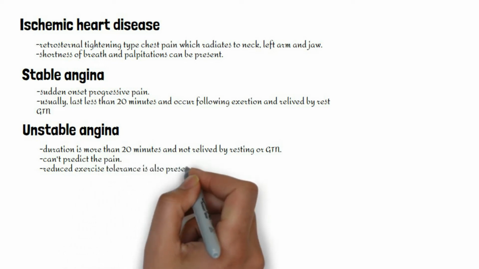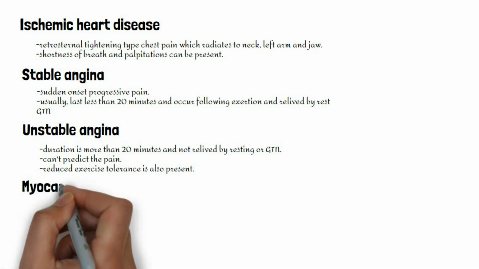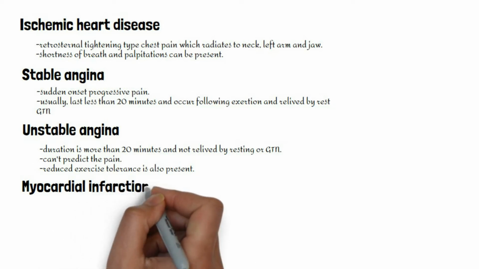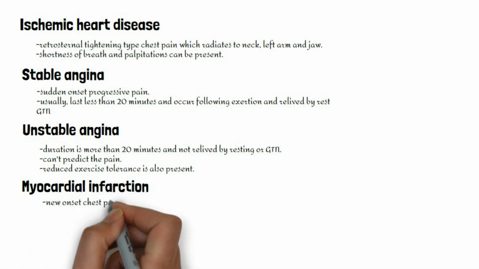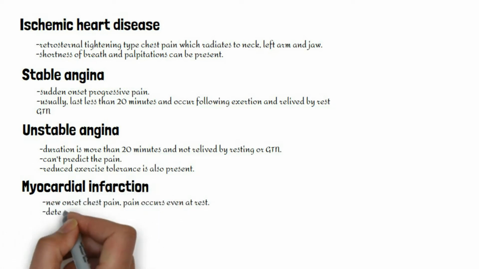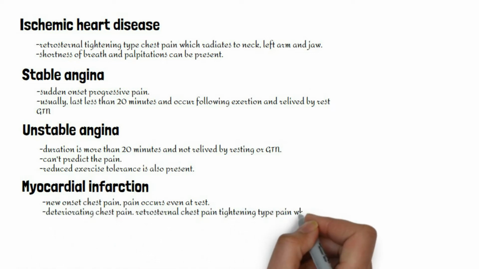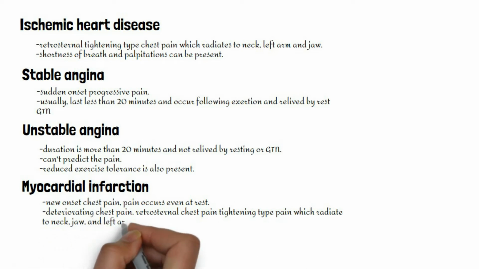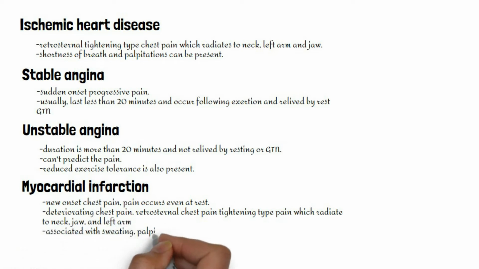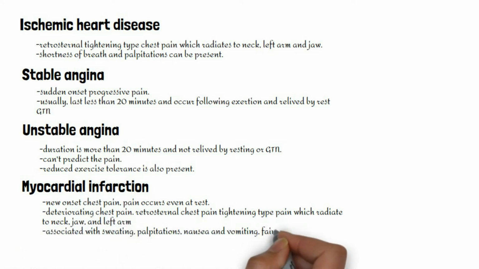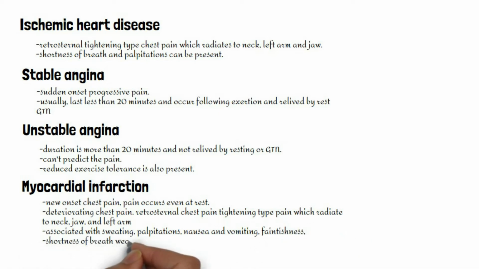Myocardial infarction. New onset chest pain. Pain occurs even at rest. Deteriorating chest pain. Retrosternal chest pain, tightening type pain which radiates to neck, jaw, and left arm. Associated with sweating, palpitations, nausea and vomiting, faintishness, shortness of breath, weakness, and it is not relieved by sublingual GTN.